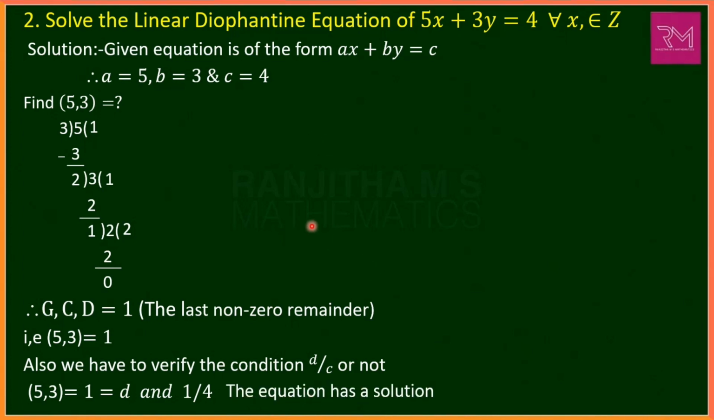This is the first step, that is, first we have to find the GCD. Using the GCD value, we have to verify whether D divides C or not. If D does not divide C, the equation has no solution. If D divides C, the equation has a solution.